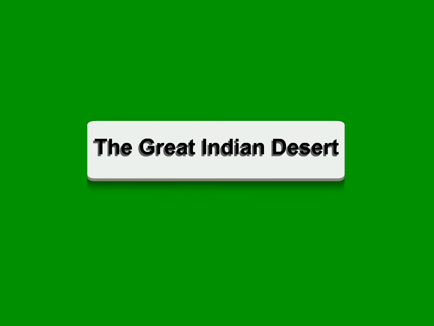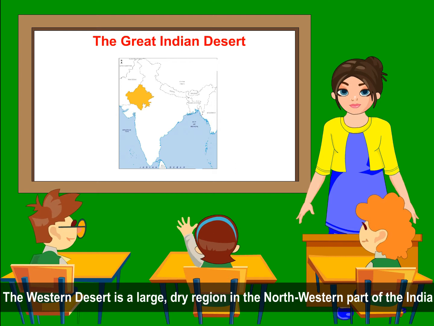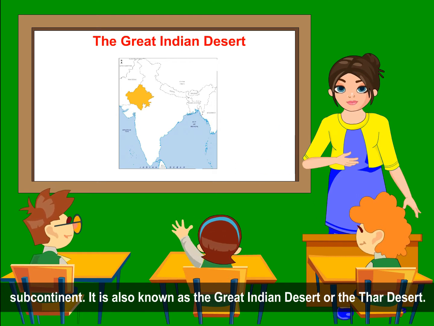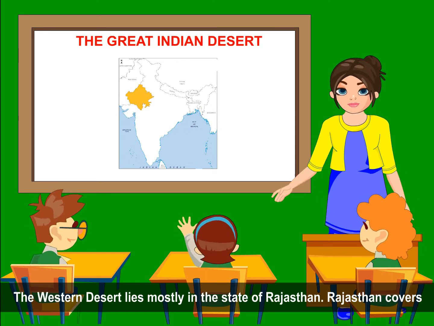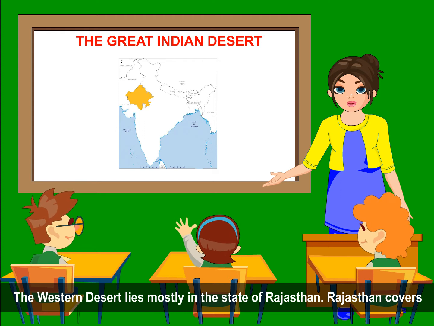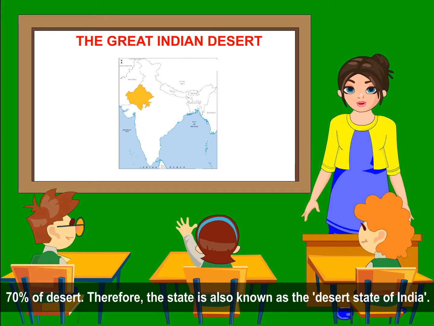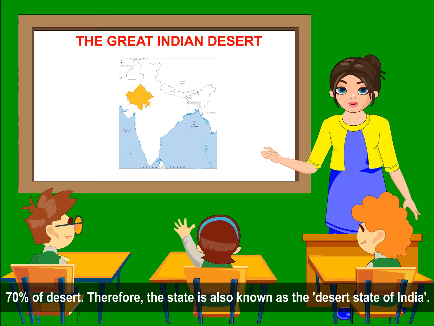The Great Indian Desert. The Western Desert is a large, dry region in the northwestern part of the Indian subcontinent. It is also known as the Great Indian Desert or the Thar Desert. The Western Desert lies mostly in the state of Rajasthan. Rajasthan covers 70% of the desert. Therefore, the state is also known as the Desert State of India.